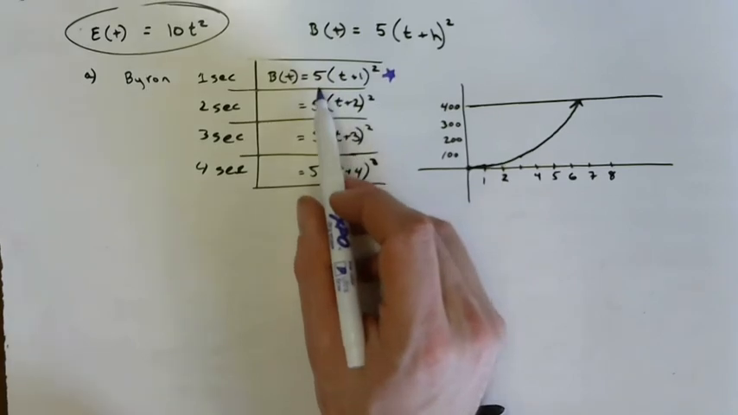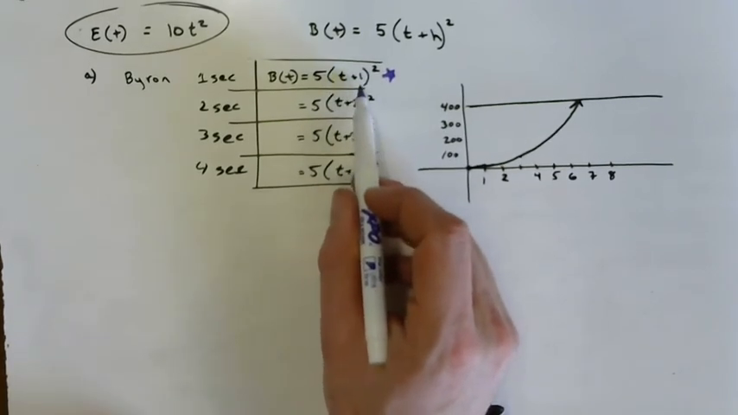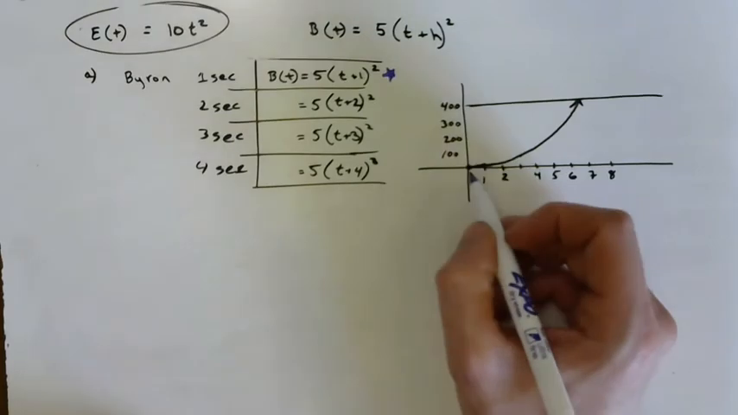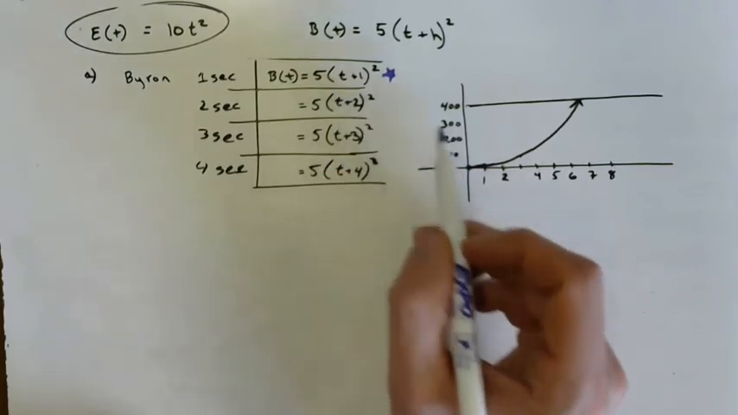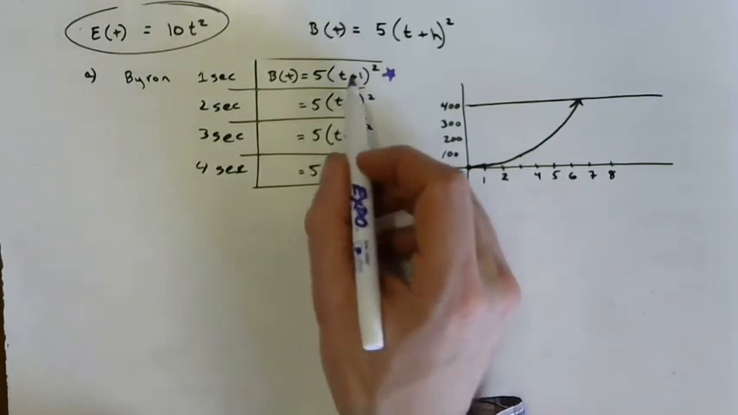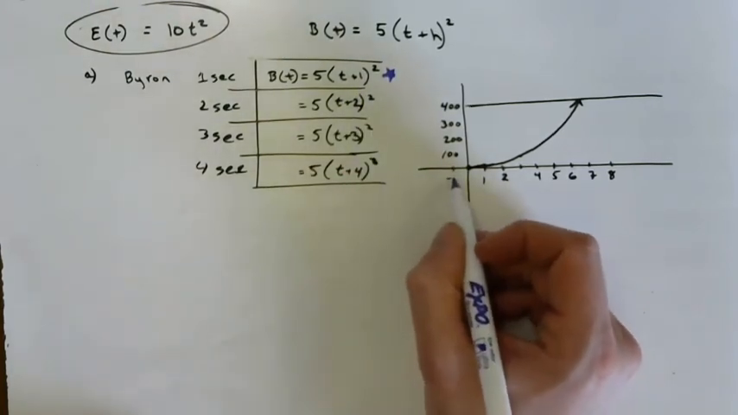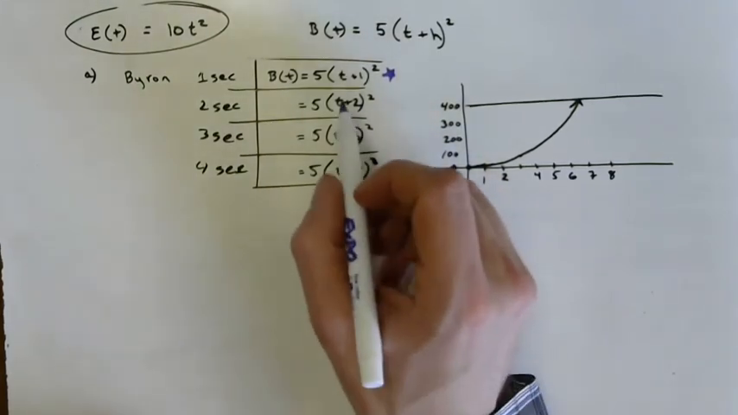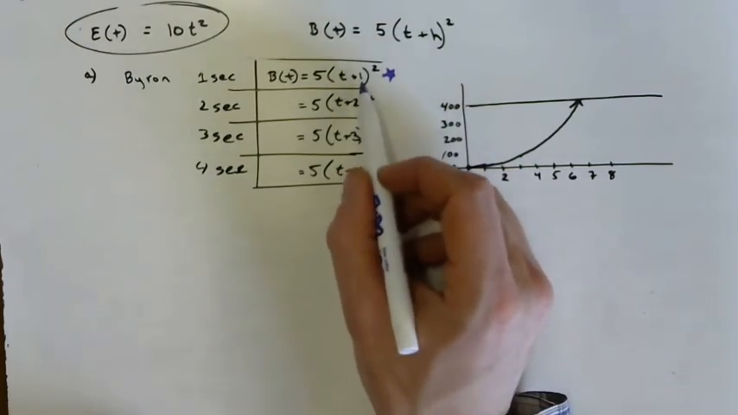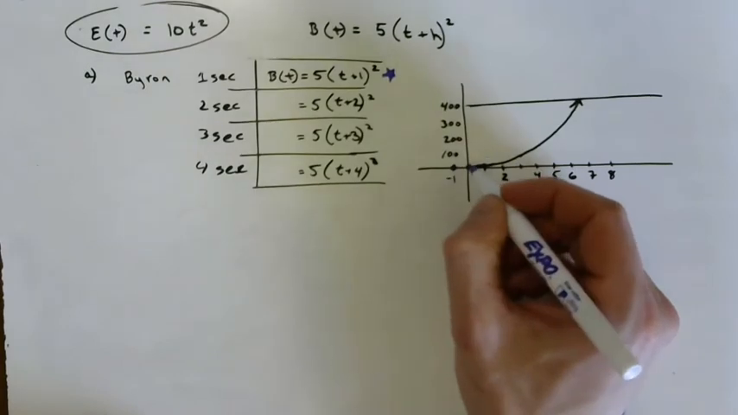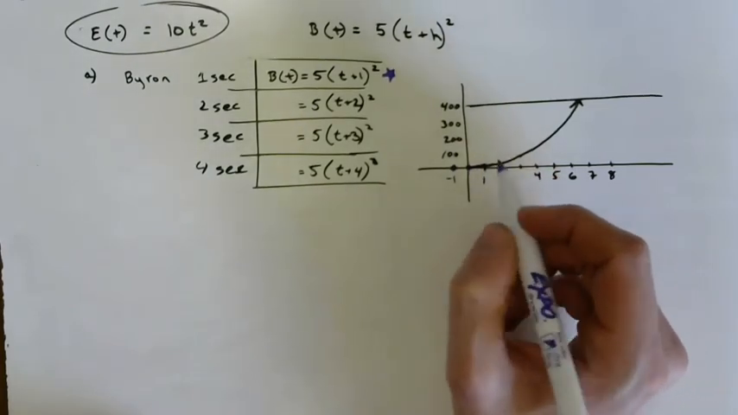So his graph is 5 times (t plus 1) squared. So at 0 seconds, when Eve has traveled 0 seconds, he has actually traveled already. When t is 0, maybe we need to go backwards for him, he'd be at 0 distance at negative 1 second. That's when he hasn't traveled at all. Now at 0 seconds, he's got 0 plus 1, which is 1. 1 squared is 1 times 5. So he's at 0, 5, which is pretty much nothing.